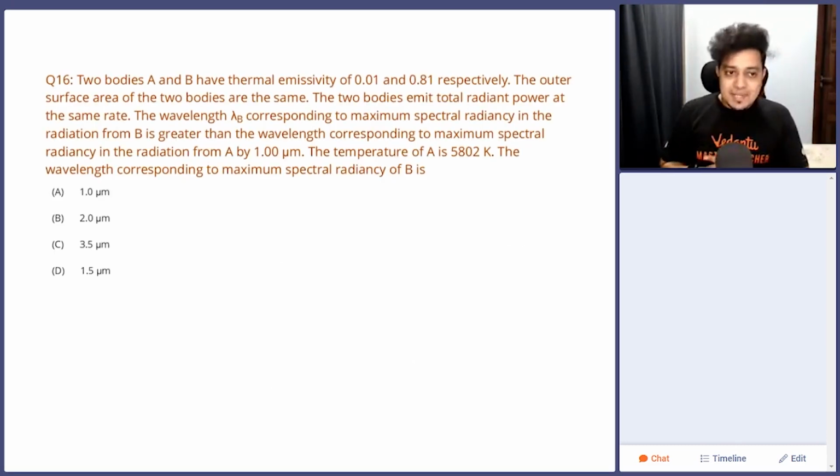We have two bodies, A and B, with thermal emissivity 0.01 and 0.81 respectively.